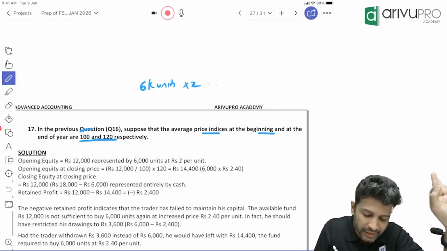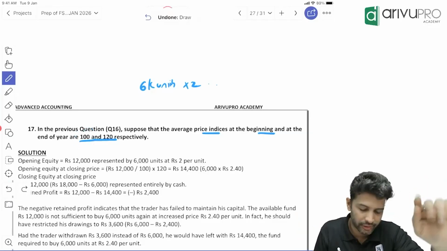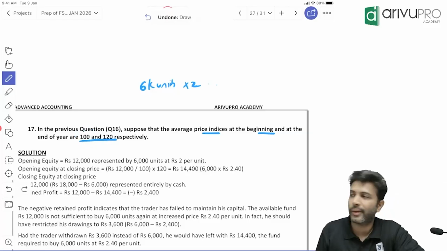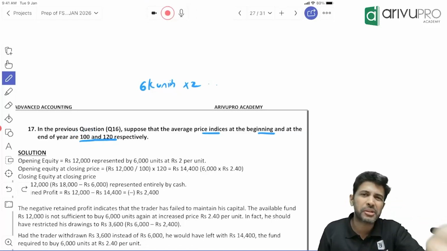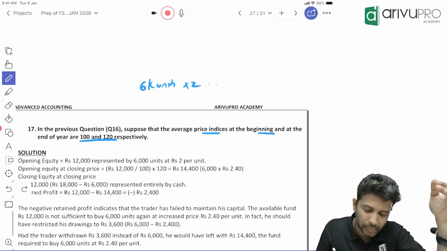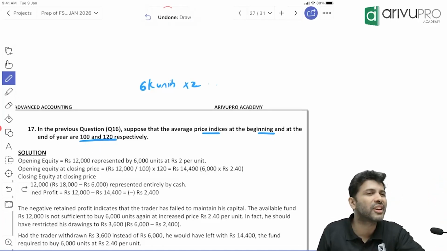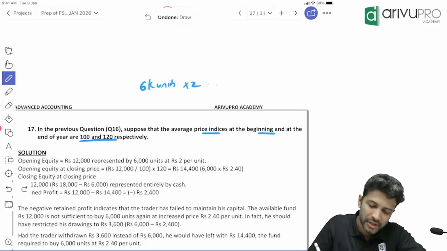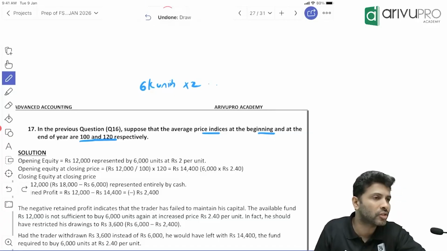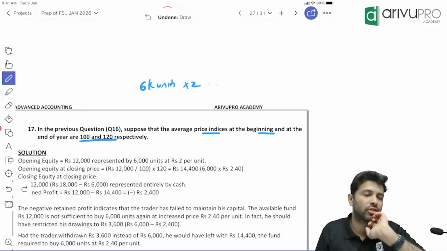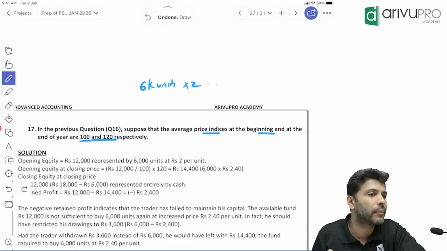At the year beginning, how much was the index? 100. Now it has become how much? 120. That means it is the same or it has increased? Sir, due to inflation, the price of the product will increase, no? From 100 it has become 120, meaning there is an increase of 20%. That means next year, will the price be 2 rupees or will it increase? Increase. So it will not be 2 rupees, it will increase by 20%.